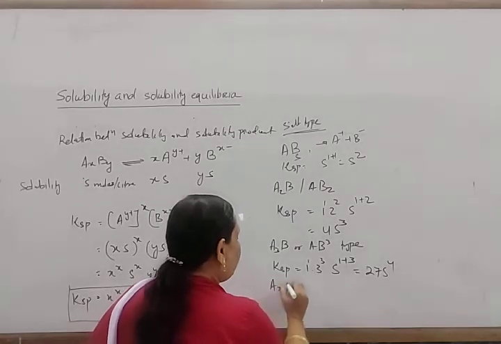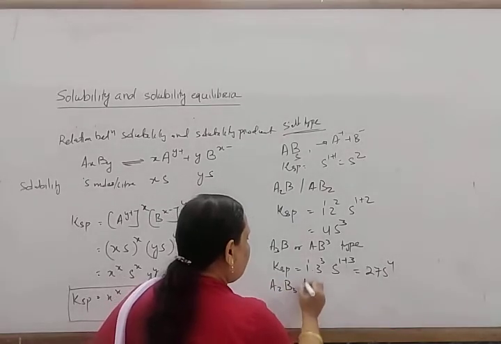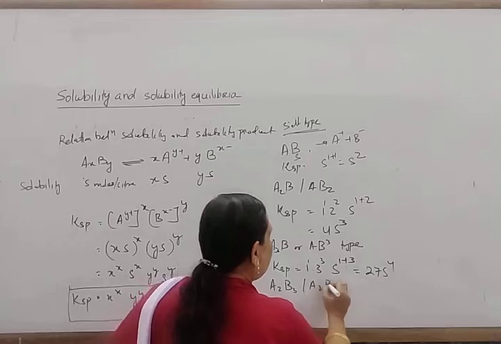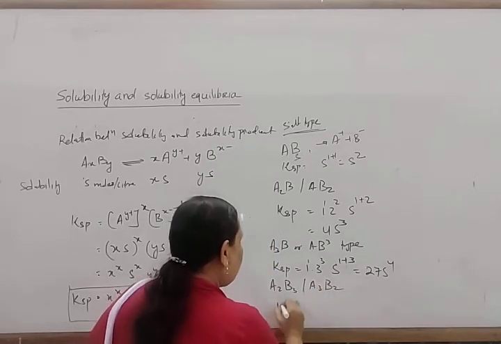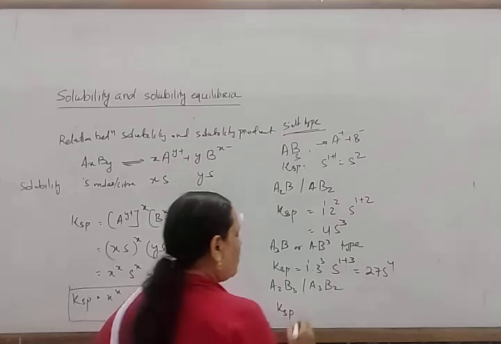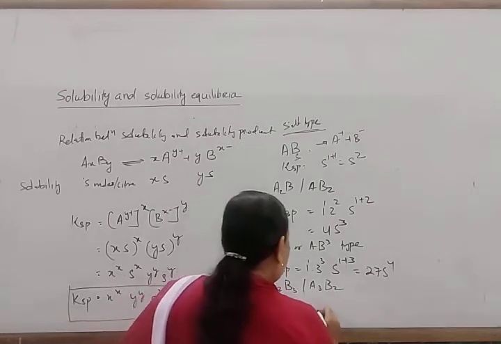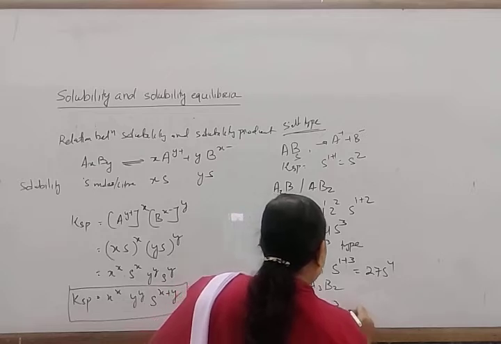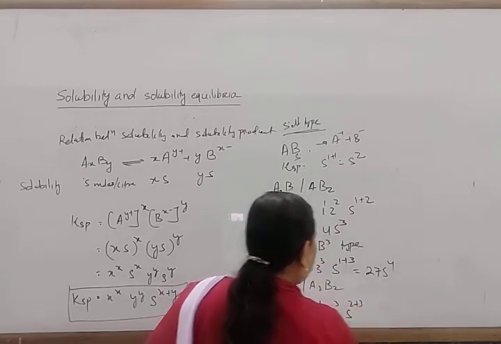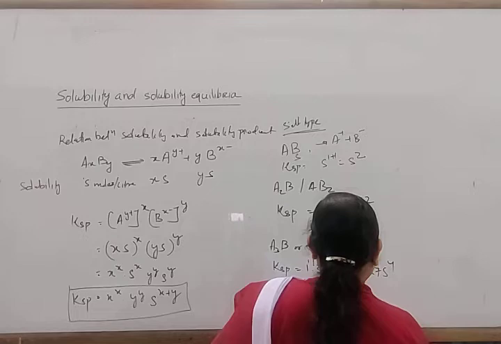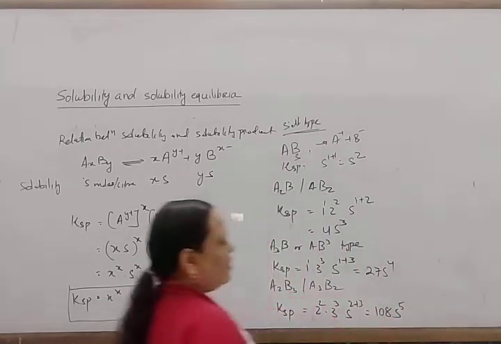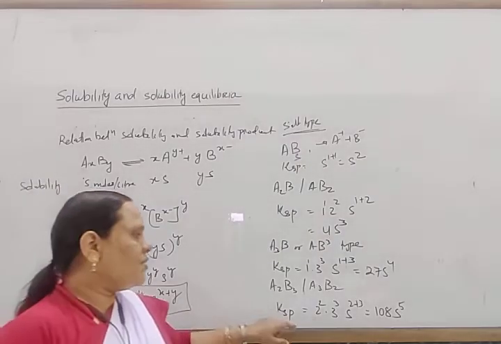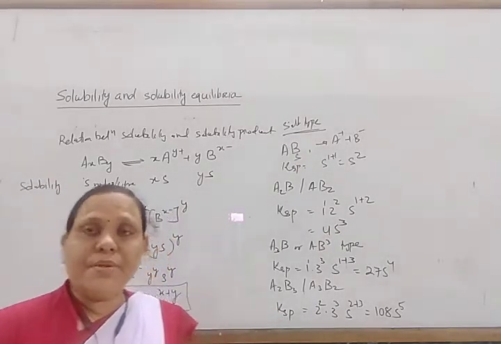Similarly, if the salt type is A2B3 or A3B2 type, then what is the value of solubility product? This is equal to 2^2 into 3^3 into S^(2+3), that is equal to 108S to the power 5. So this is the relationship between solubility and solubility product.